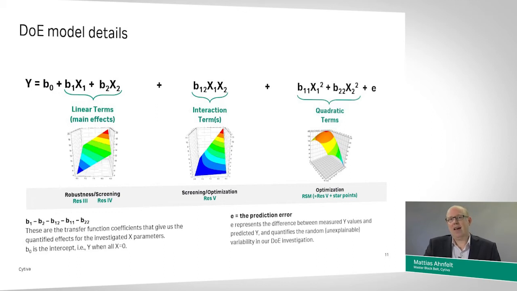And then at the very end of this long transfer function, we have that little e term, which might look nondescript, but is very important. And again, that's the prediction error for the model and what captures all the random variation in our process that we cannot understand or cannot quantify as depending on one of the process inputs.